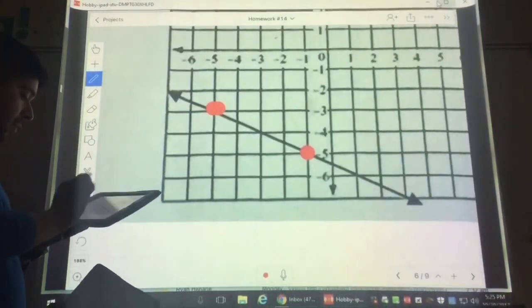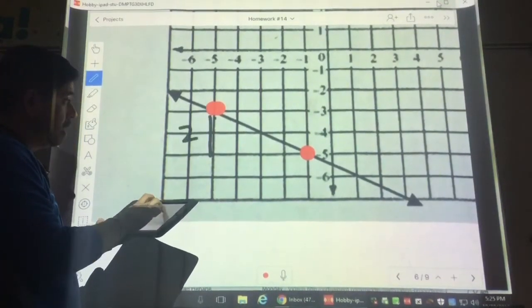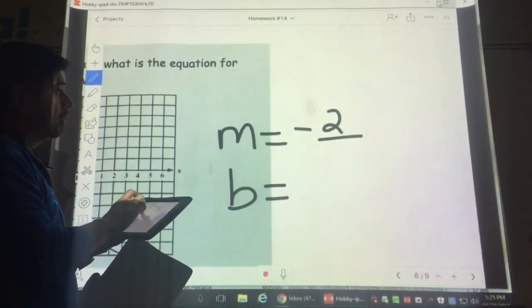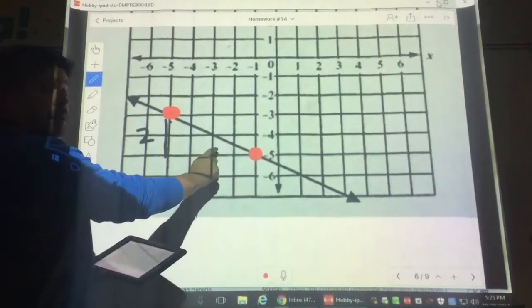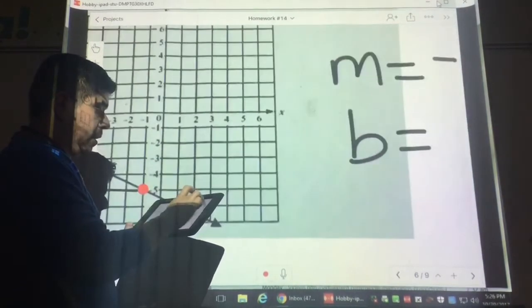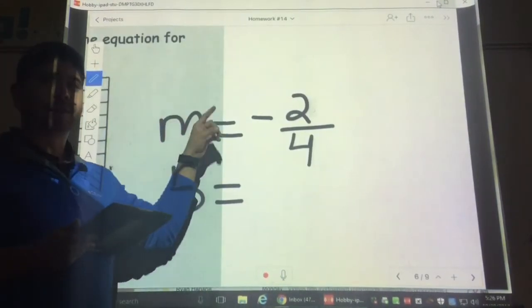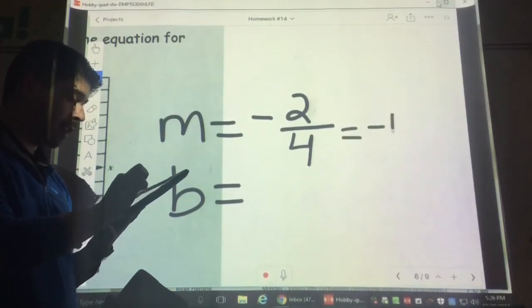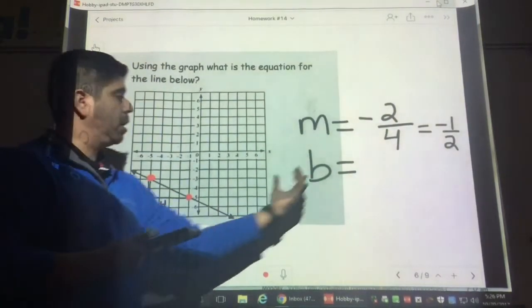So I'm going down. I go down 1, 2. So down 2. I go ahead and write that as my numerator so I don't forget. And then I go to the right. 1, 2, 3, 4. So that is my denominator. So negative 2 over 4. That's the same slope we had in class today. So that reduces down, you should know this by now, to negative 1/2. There we go. Now I need my y-intercept.